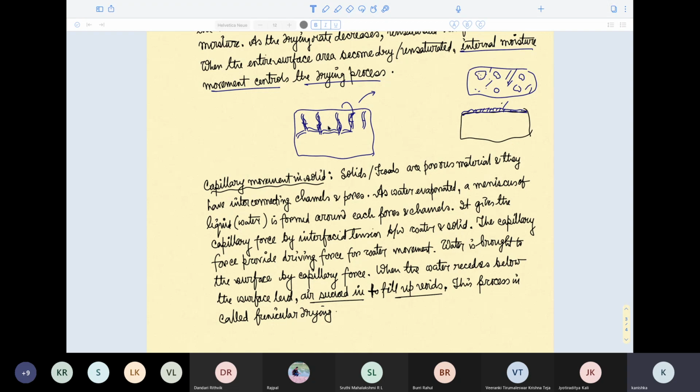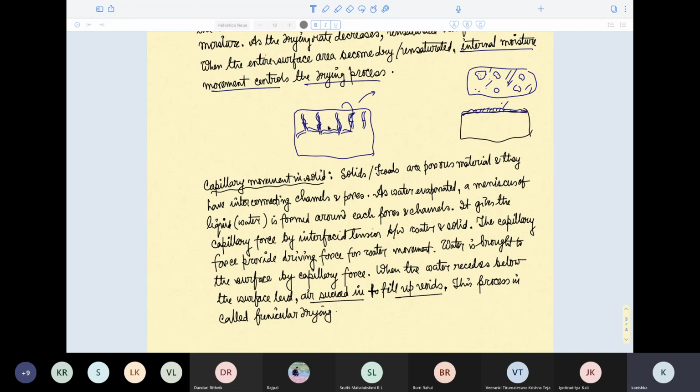Think of it as a continuous film of water existing on the food surface, which is being evaporated. The moment it is evaporated, the same amount of moisture is supplied from within the food material, transferred to the food surface, and also evaporated. So the rate of evaporation equals the rate of supply of water within the food. During that period we have the constant rate drying.